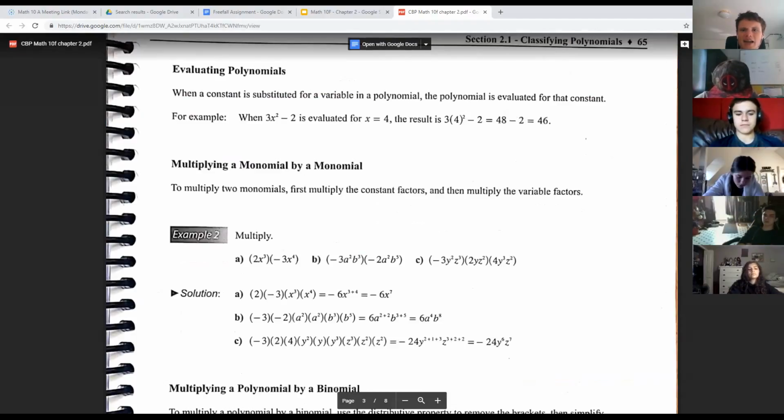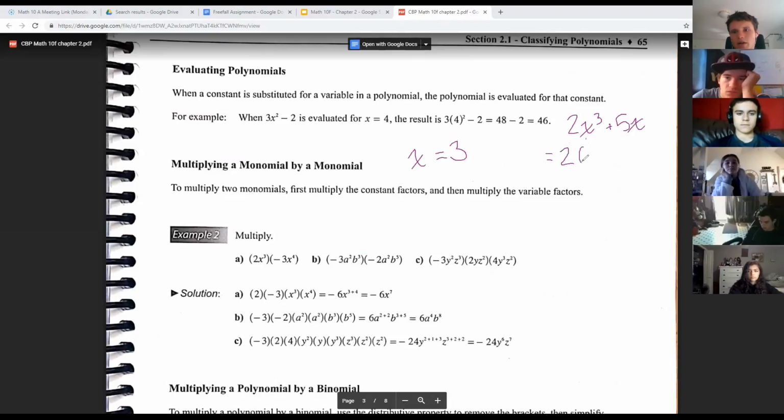Okay, we've got evaluating. Again, this is something that I think we've done before, right? So if we, for example, have a polynomial 2x cubed plus 5x, and we are asked to evaluate for x equals 3, what we're going to do is replace x with our 3, right? So we've got this 3 that we're plugging in there, plus 5 times 3. Okay.